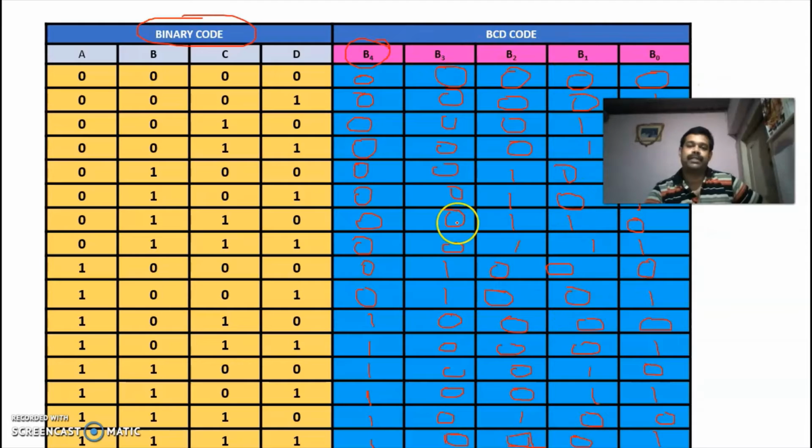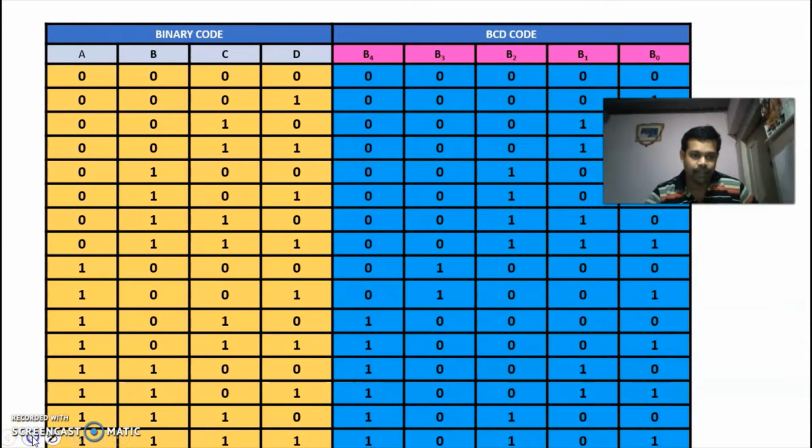After writing from 0 to 9, you put zeros in the place of B4 up to 9. Then again in B3, B2, B1, B0, you start writing from 0 to 5. Then you put 1 in the place of B4. So now the truth table is over. Now this truth table has 4 inputs and 5 outputs.